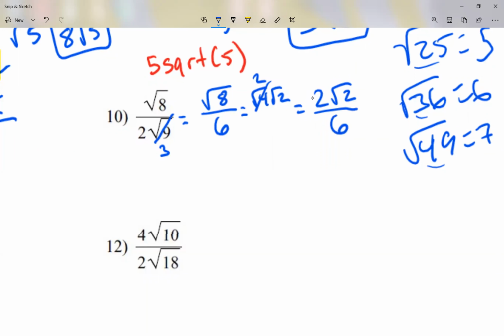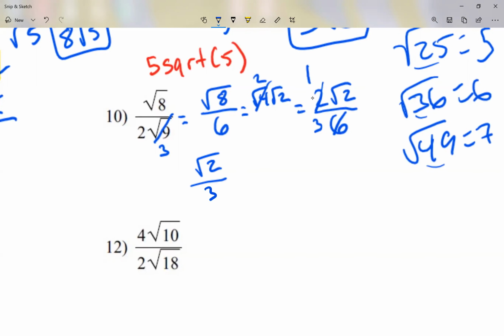I see 2 over 6. I see my whole numbers. I know how to simplify fractions, so that's basically 1 over 3. So my answer, the one outside of the radical, we don't have to write. So my answer will be square root of 2 over 3.